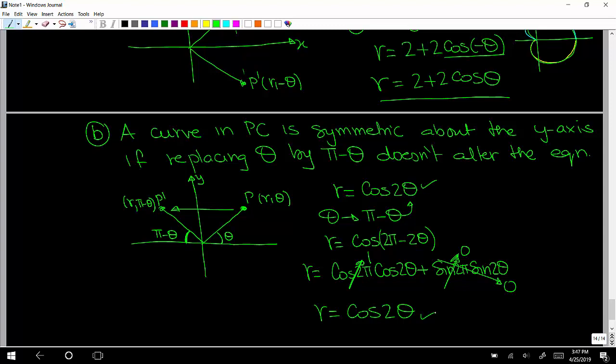So let's take a look at a graph of this. If you were to graph this, it actually looks something like this on the right. And because this is symmetric about the y-axis, whatever we have on the right, we're going to have on the left. So that's what that graph looks like.